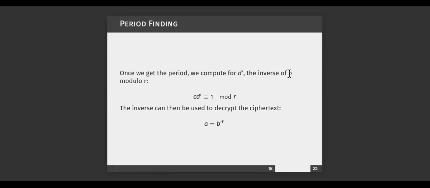Okay, guys, this one is another typo. This should be C. So C times D, the period here becomes the base of the modulo. Once you get R, you can then compute, because you have C, you can compute for D prime. So once you compute D prime, that's good.